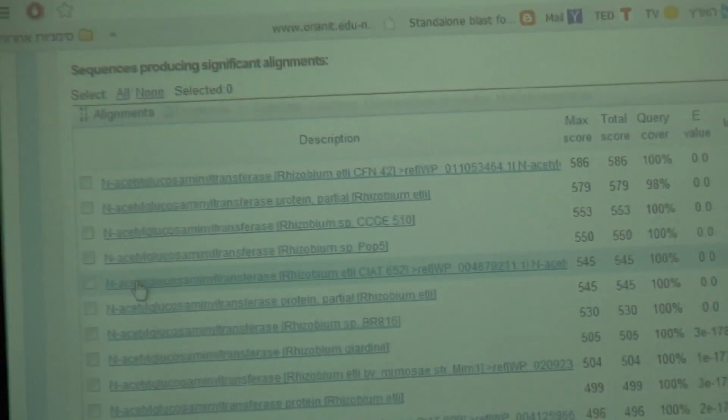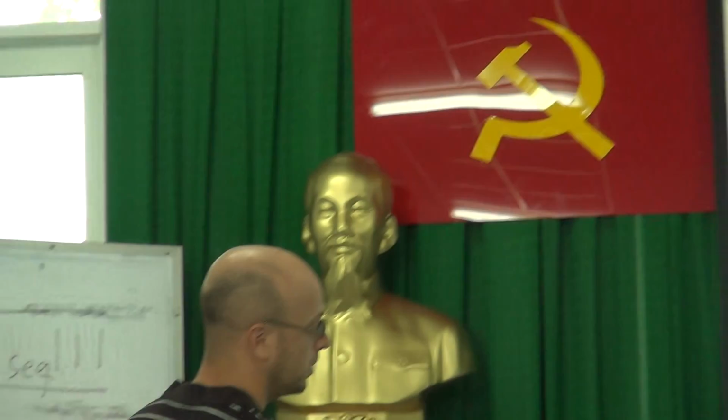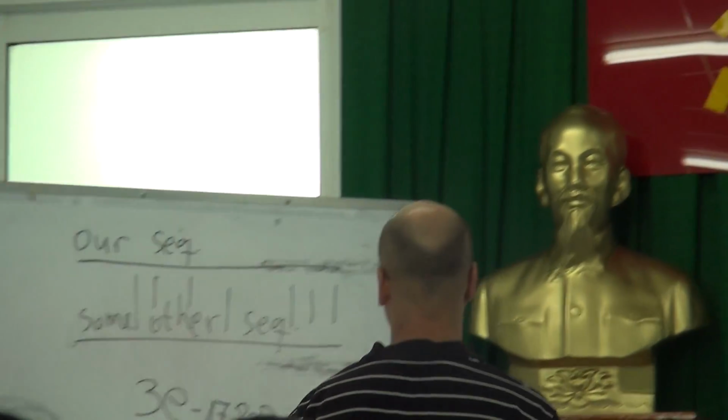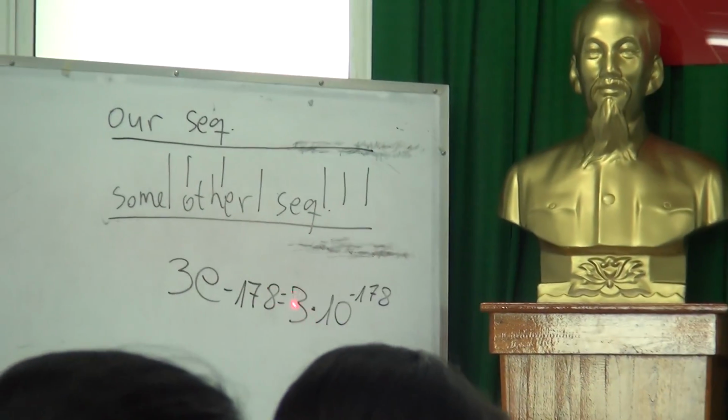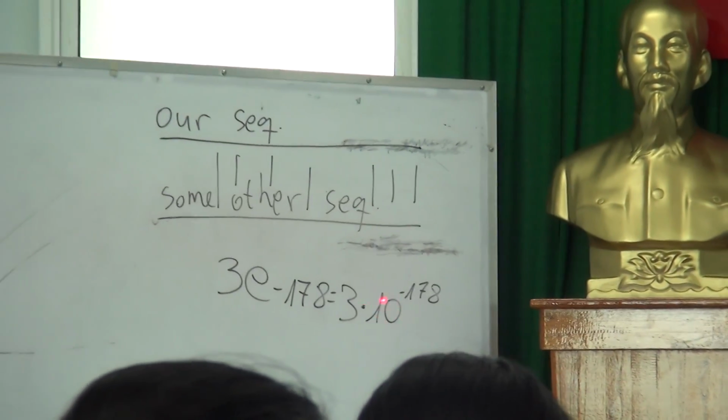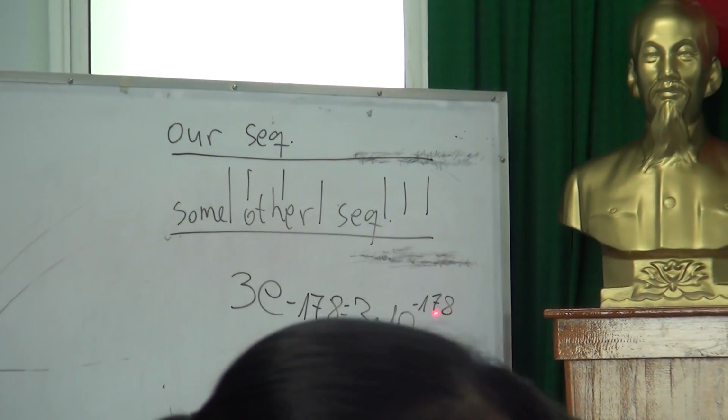And 3e minus 178 actually means 3 times 10 to the power of minus 178.